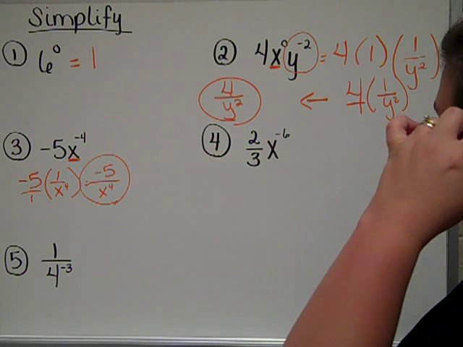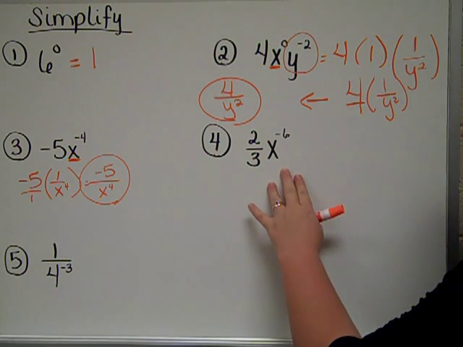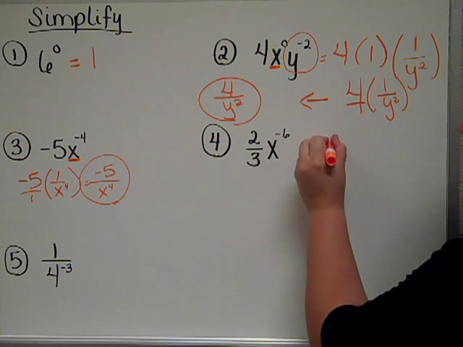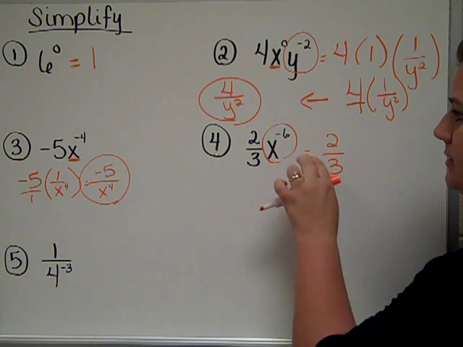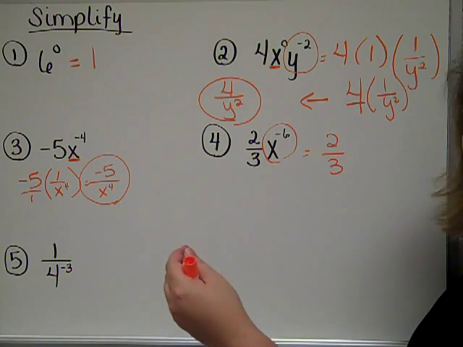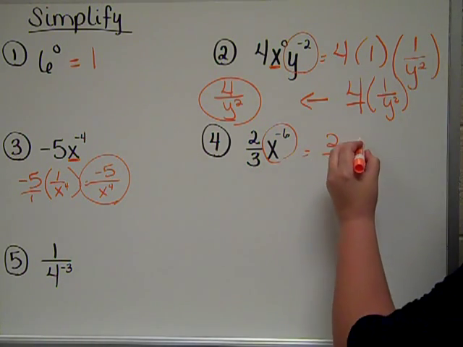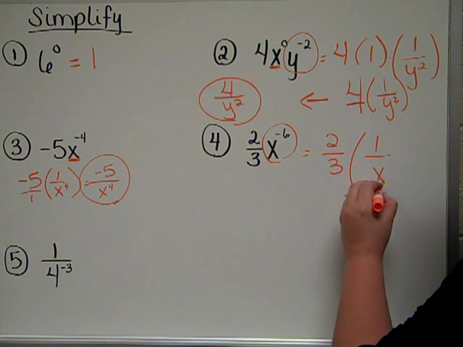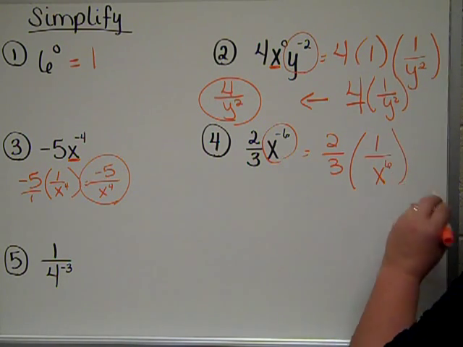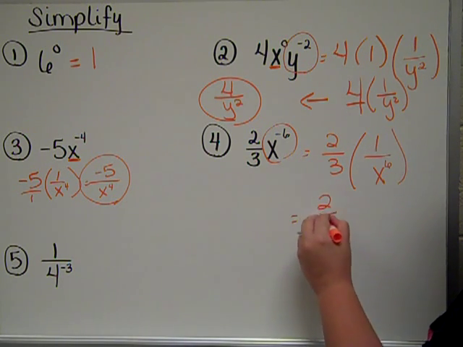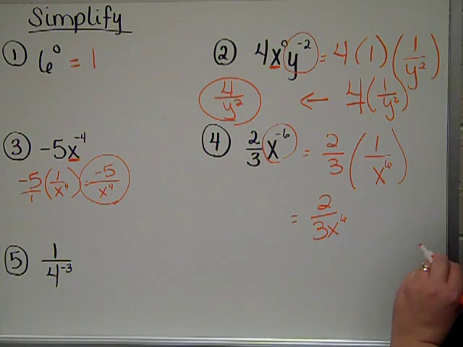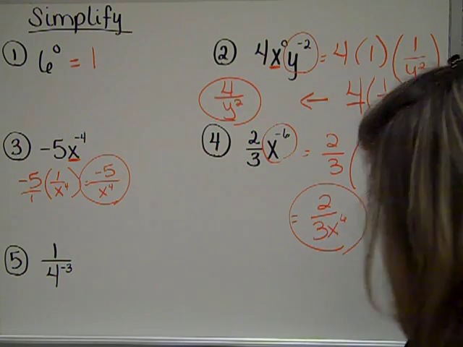Okay. All right, let's look at number 4. Same thing. So 2/3. This is my base. X is my base. Negative 6 is my exponent. It's negative. It tells me I take the reciprocal. Okay. Now I already have a fraction, so I'm just going to multiply straight across. 2 times 1, and then 3 times x to the 6 is just 3. 2 over 3x to the 6. And that is my final answer.